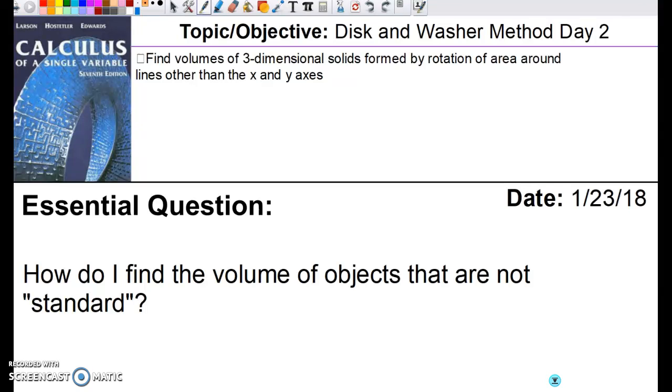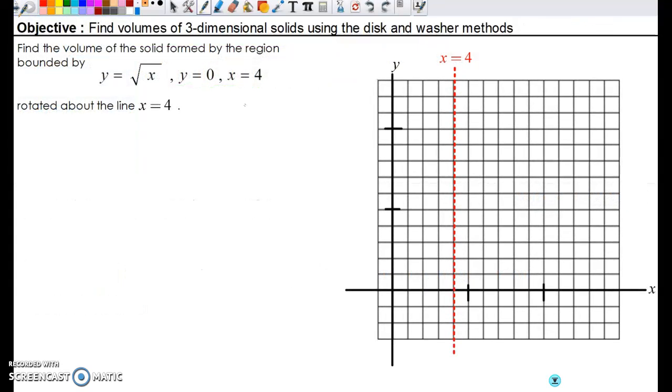Welcome to the Disk and Washer Method Day 2. So we're going to continue our discussion on how to find volume of three-dimensional objects by finding first an area and rotating it 360 degrees around an axis of rotation. Today we're going to focus on rotating around axes other than the x and y axes. So we're going to actually rotate around other lines of rotation.